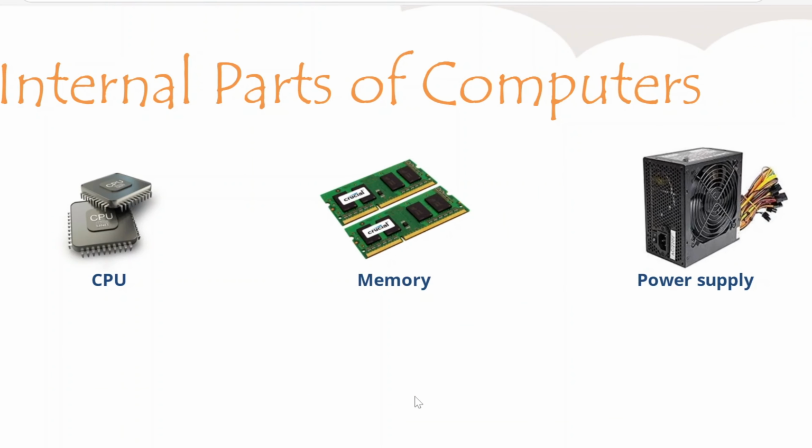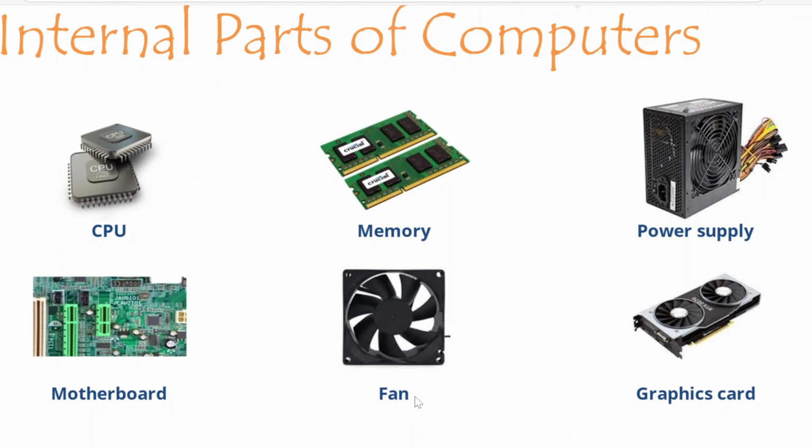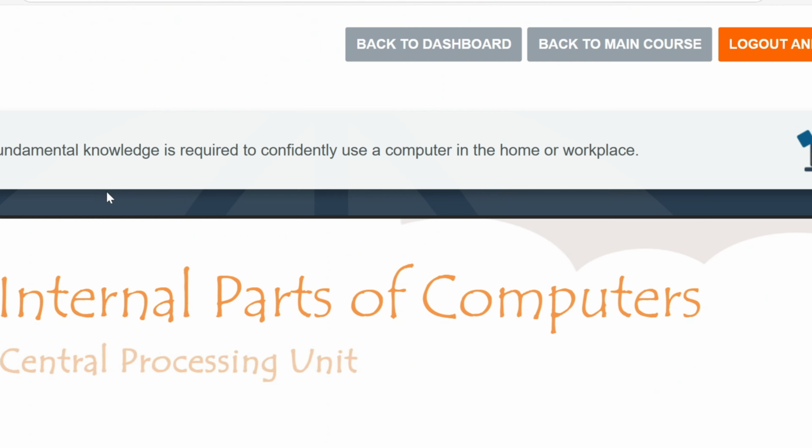Processing units in a computer. The various internal processing units or parts of a computer include CPU, memory, power supply, motherboard, fan, and graphics card. Click each image to learn more about the internal parts of computers.